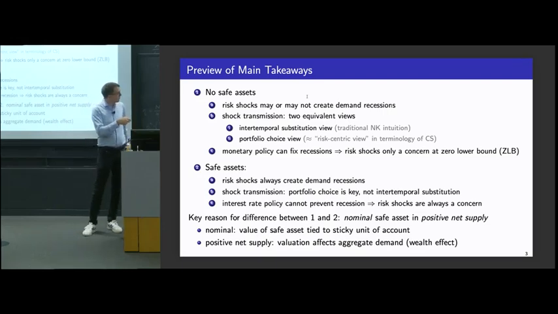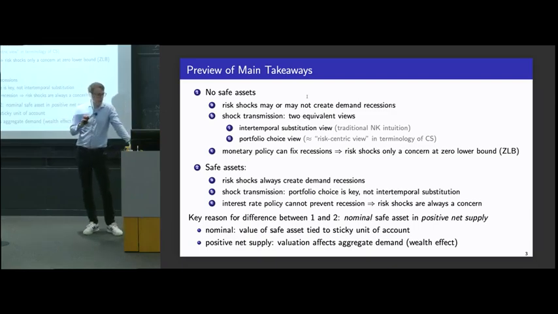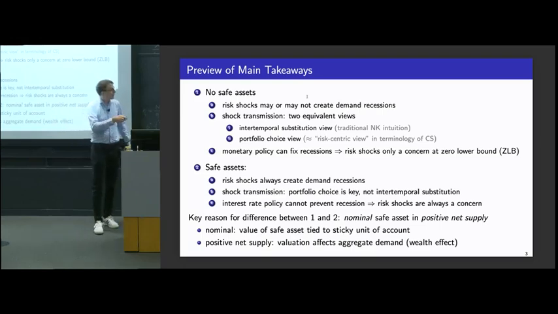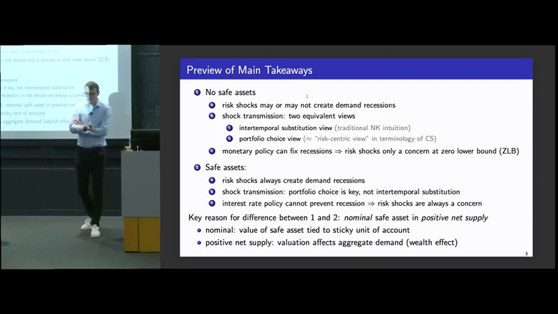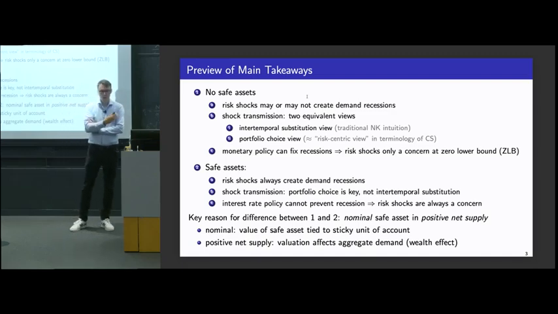In terms of shock transmission, there are really two equivalent ways of thinking about these models. One is the more traditional new Keynesian way of intertemporal substitution. And another way is more in terms of portfolio choice, that you think about portfolio choice between capital and other types of assets, nominal assets, and that is broadly aligned with what Caballero-Simsek called a risk-centric view of demand recession. So in a sense, they are two sides of the same coin, and I will make a little bit more precise what that means in this type of framework. And we will see that monetary policy can fix everything. So if you move the interest rate in the right way, you can basically take care of these demand recessions.